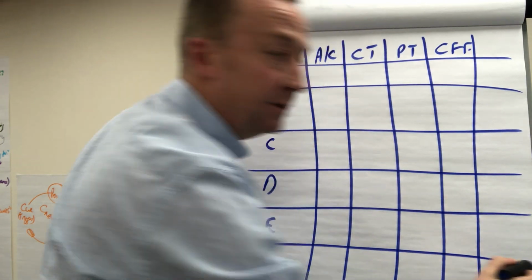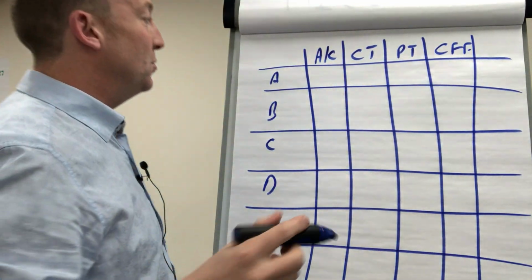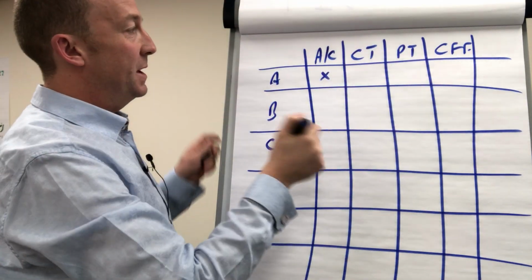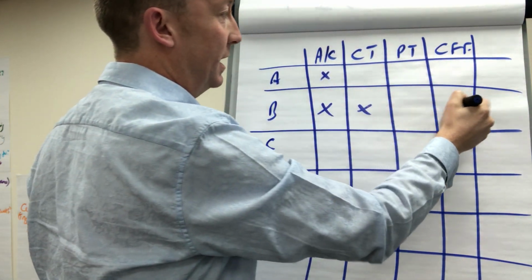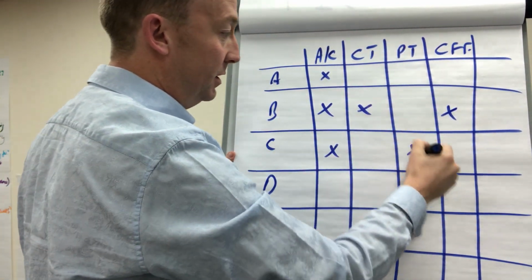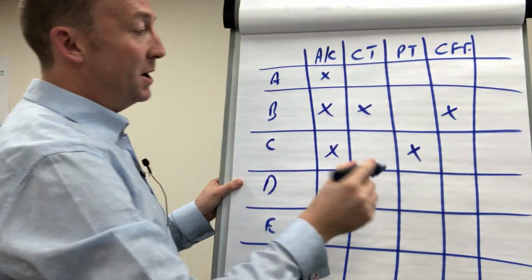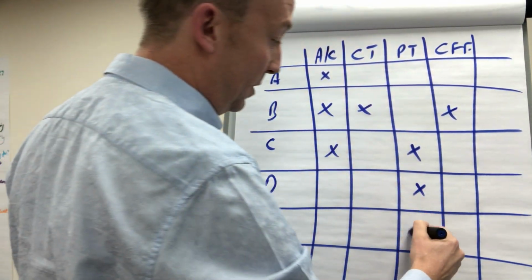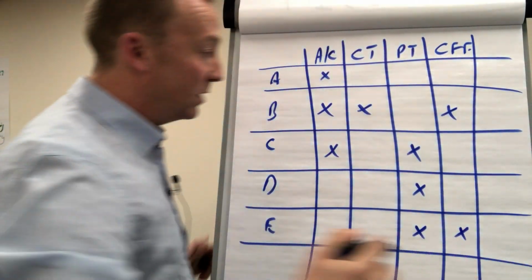And then in its very simplest form, all you do is say that client A, well, they have accounts. Client B, they have accounts, corporation tax, and perhaps cash flow forecasts. Client C, they have accounts and personal tax. Client D, don't do any of that, you just do their personal tax. And then client E, you perhaps do their personal tax and their cash flow forecast.